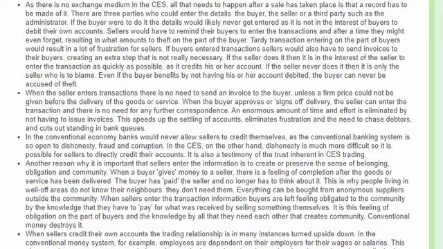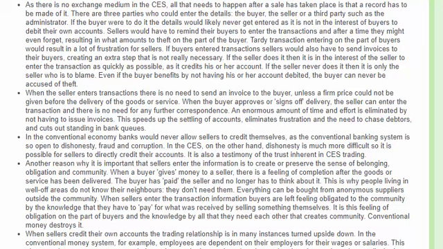In the conventional economy, banks would never allow sellers to credit themselves, as the conventional banking system is so open to dishonesty, fraud, and corruption. In our exchange, on the other hand, dishonesty is much more difficult, so it's possible for sellers to directly credit their accounts. It's also a testimony of the trust inherent in our trading.